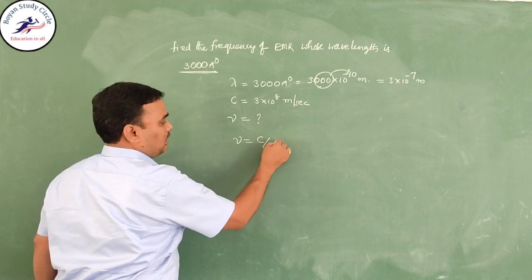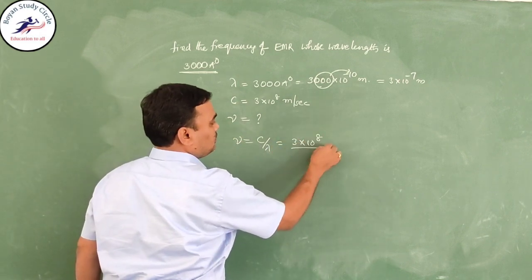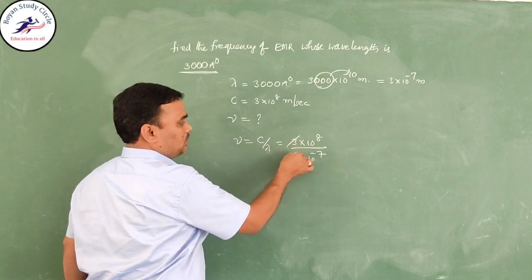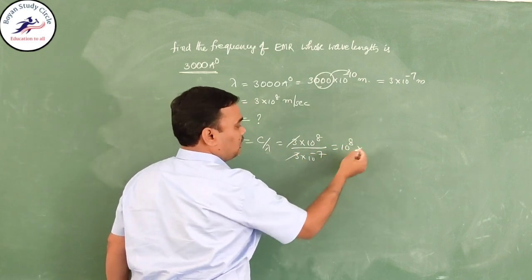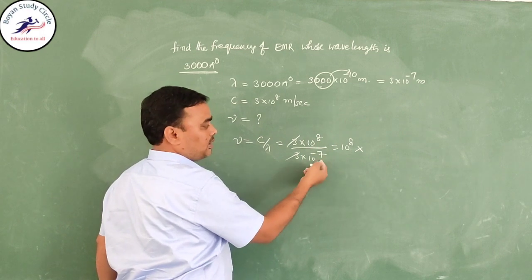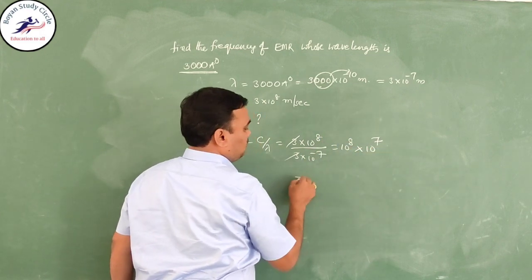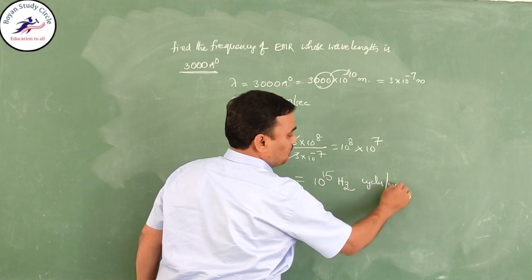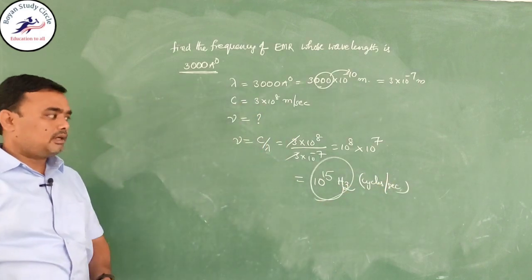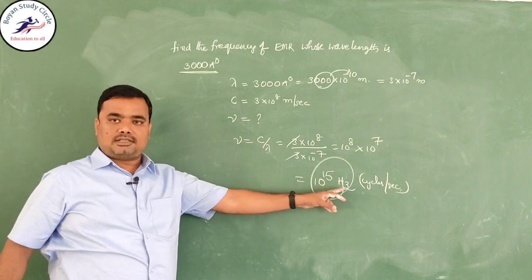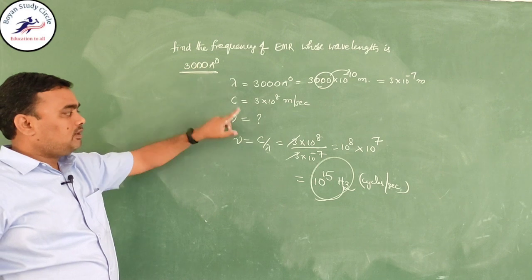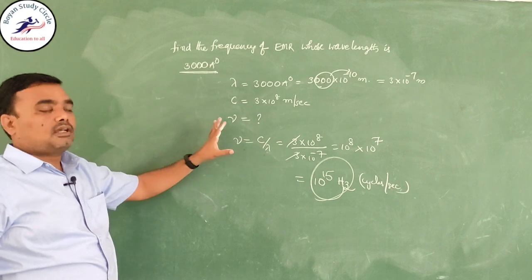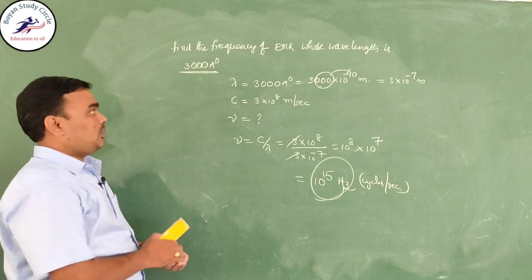Now nu is equal to c by lambda. So c is 3 into 10 to the power of 8 divided by lambda value 3 into 10 to the power of minus 7. The 3 gets cancelled, and when you bring the denominator value 10 to the power of minus 7 into the numerator, it becomes positive, and the value is 10 to the power of 15 hertz or cycles per second. So the frequency of the given electromagnetic radiation is 10 to the power of 15 hertz. In this way, if wavelength is given, you can calculate frequency. If frequency is given, you can calculate wavelength. These are the characteristic properties and their interrelationship.